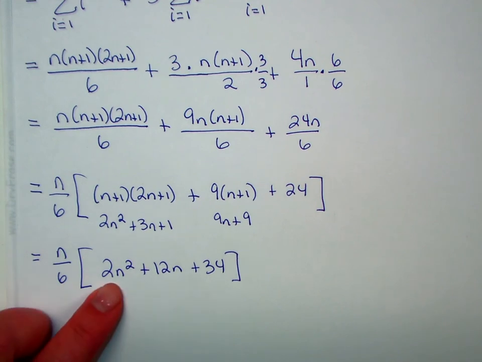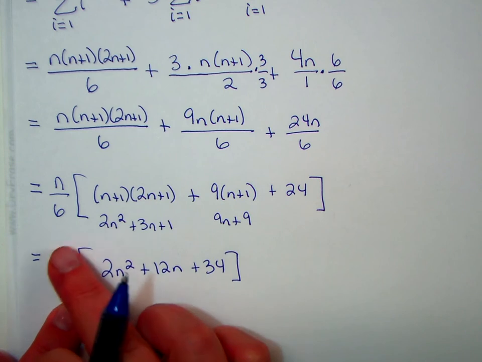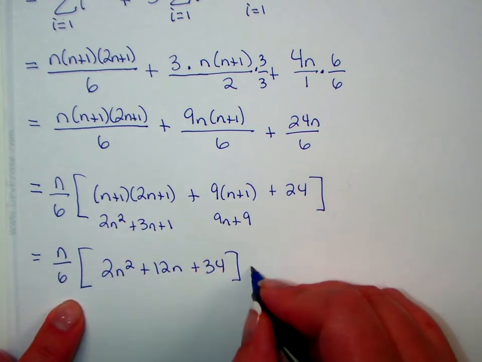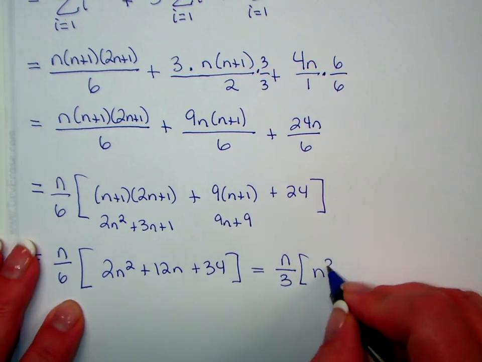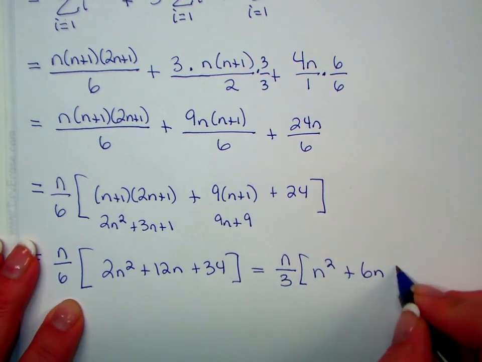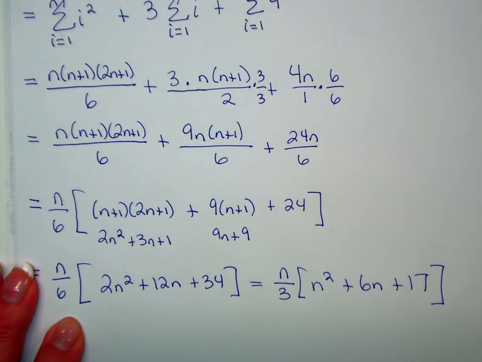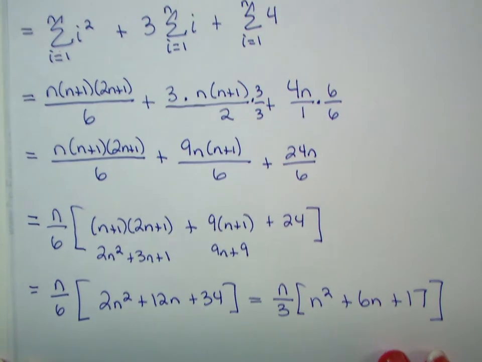So it looks like we could take a 2 out of each one of these. If I take a 2 out, that's going to reduce with the 6. So I'm going to get n over 3 times n squared plus 6n plus 17. Now this doesn't factor, so we've factored this completely. So when you go to simplify, get a common denominator and then make sure it's factored as far as it can go. So here we have a final answer.